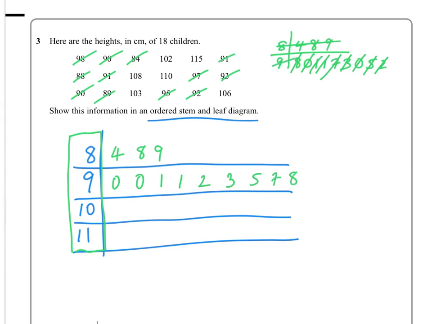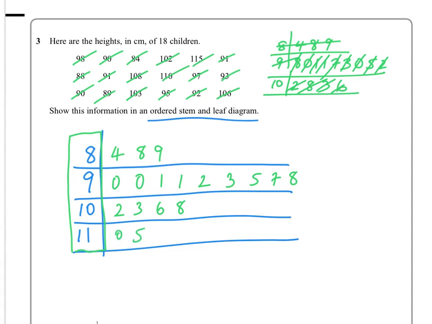Now I can finish off the rest now, so I've got the 10s, and that will be 10 with a 2, 10 with an 8, 10 with a 3, a 10 with a 6, and then 2, 3, 6, 8. And then lastly the 11s, I've got a 0 and a 5.